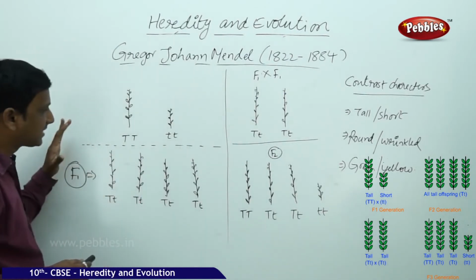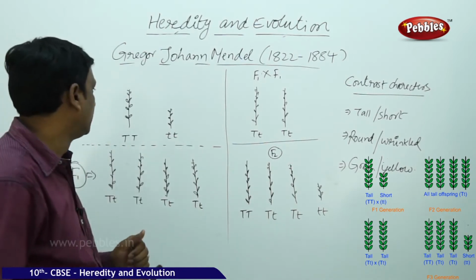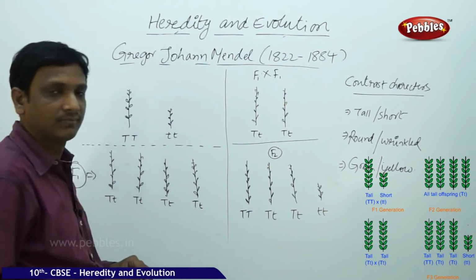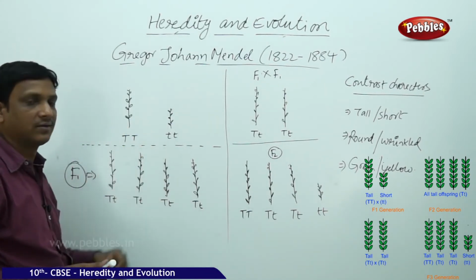Here this experiment is based on the height of the pea plant, tall. He selected a tall pea plant and a short pea plant, two pea plants. These two pea plants are cross-pollinated.